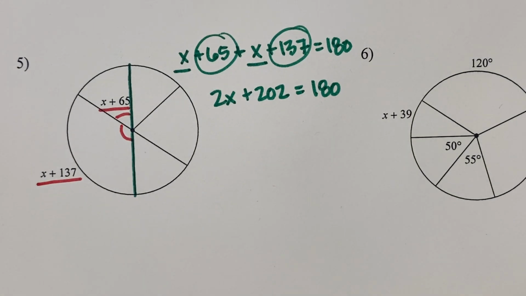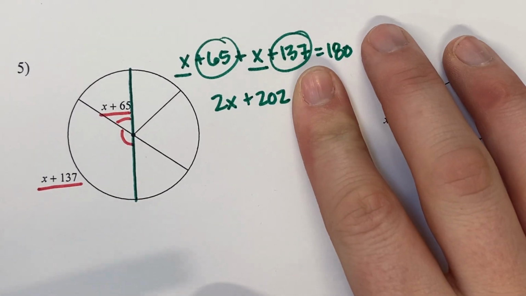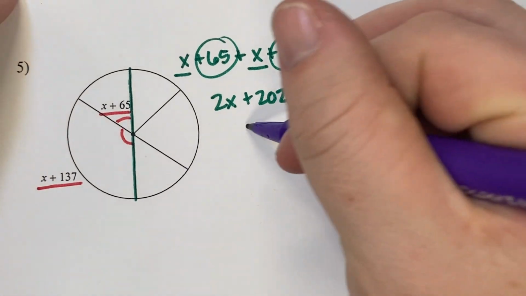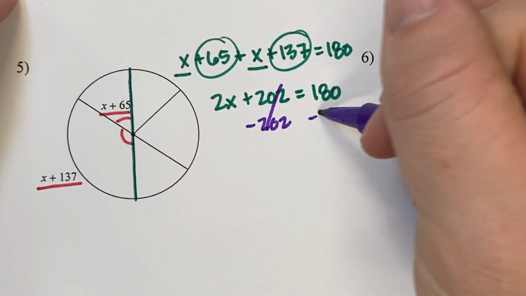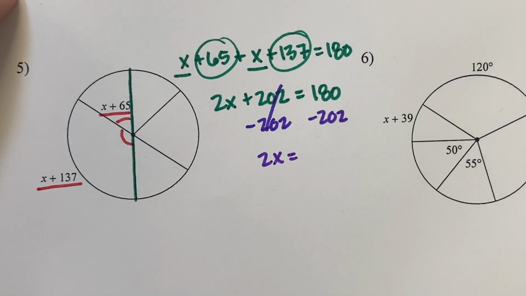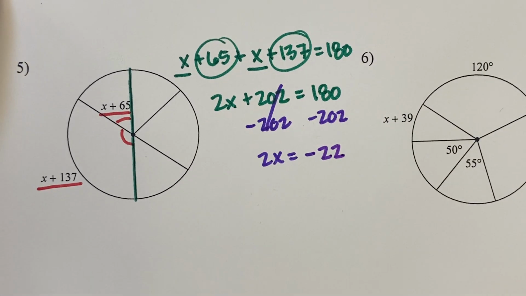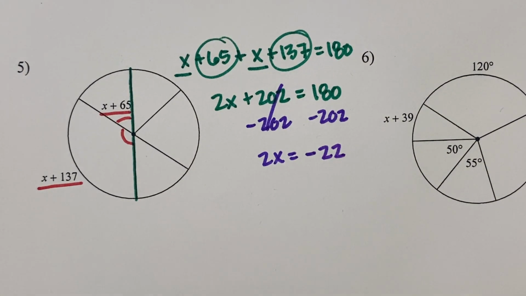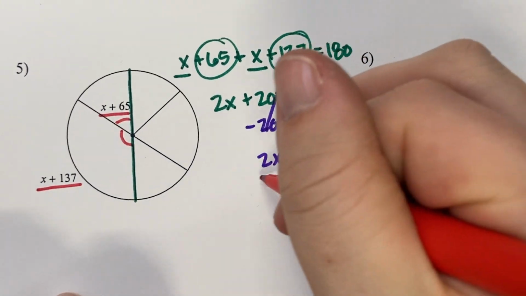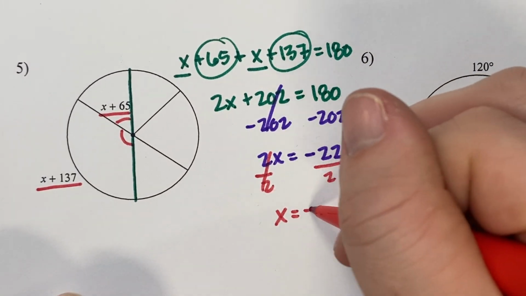Now we can go ahead and start solving for our x, moving things to the other side. Okay, so I need to get rid of plus 202 first. That's farthest from my x. So I subtract 202. So I get 2x is equal to 180 minus 202, negative 22. Okay, and my last step, opposite of times by 2, is going to be to divide by 2. And I get x is equal to negative 11.